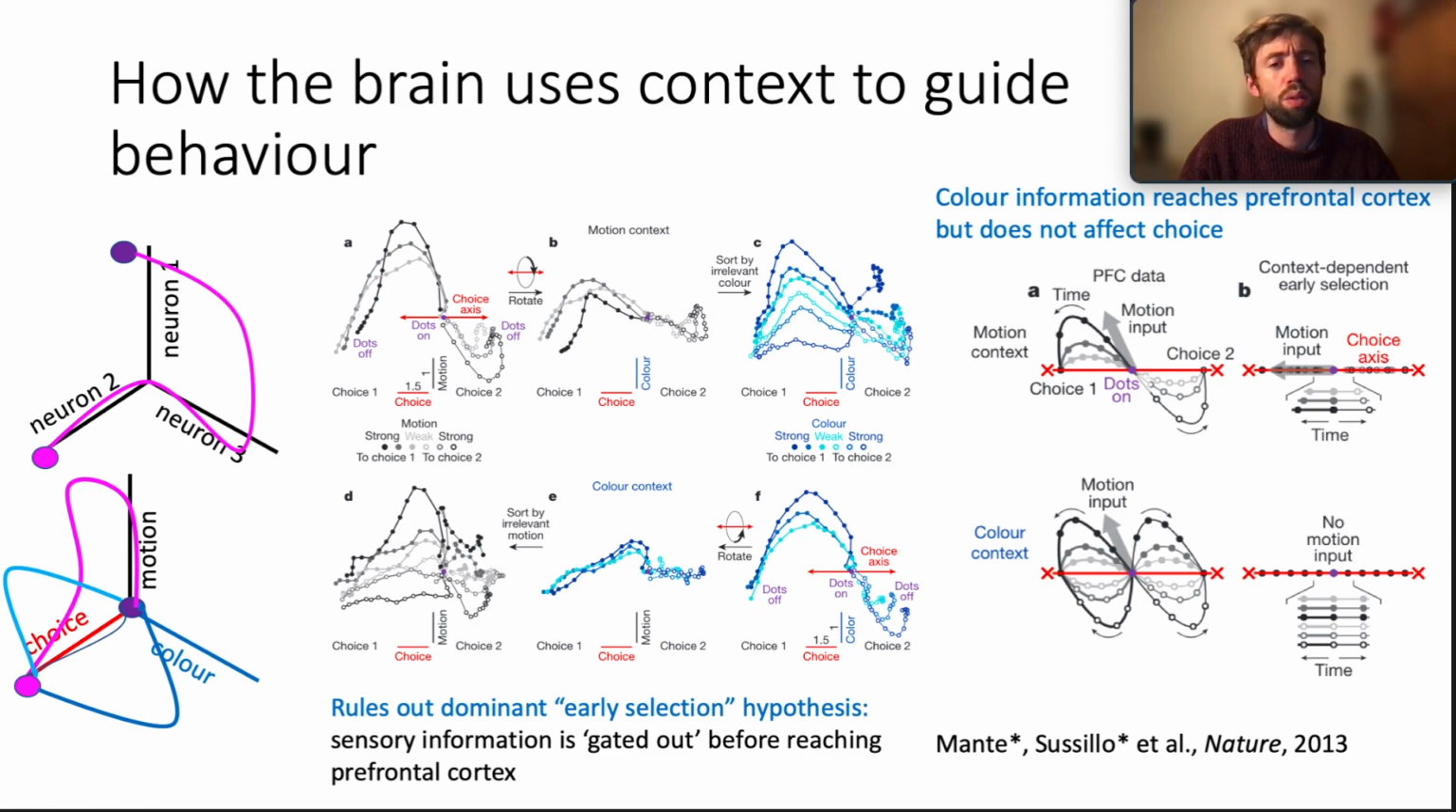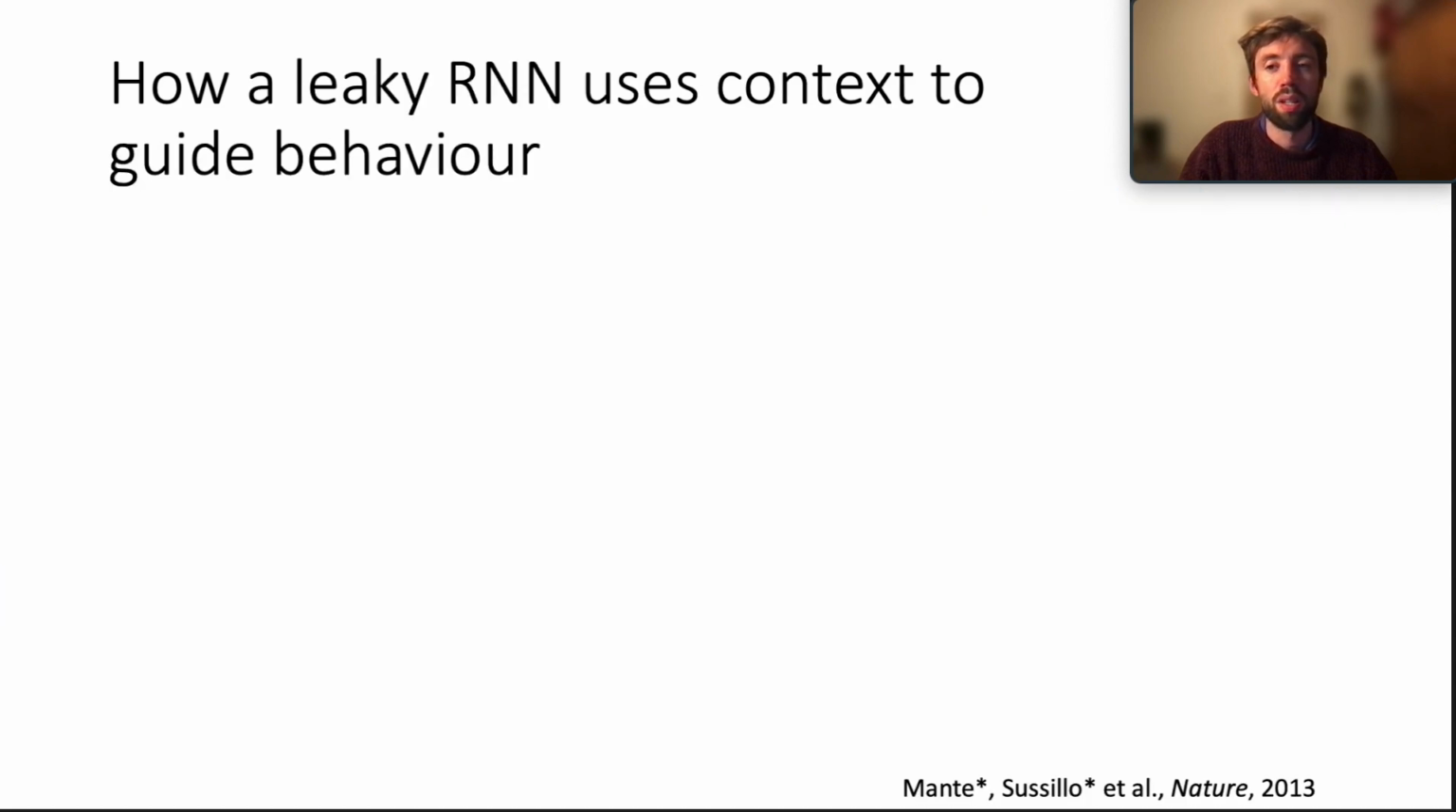And they also ruled out many other leading alternative models. And this led them to a situation in which none of the previously proposed neural models of context-dependent decision-making were sufficient in order to describe their neural data. So this is when they turned to training recurrent neural networks, and they analysed how a leaky RNN could use context to guide behaviour.